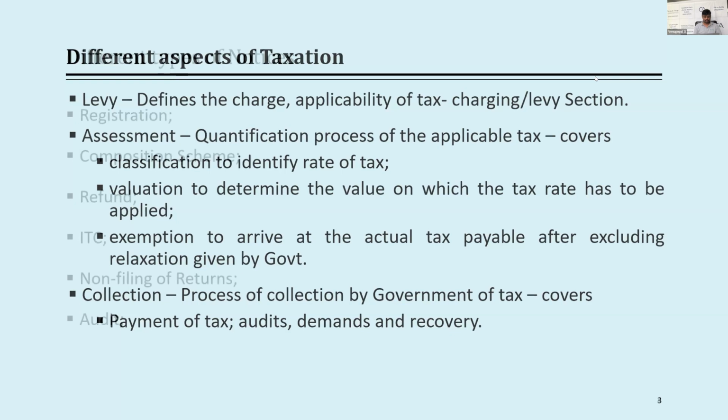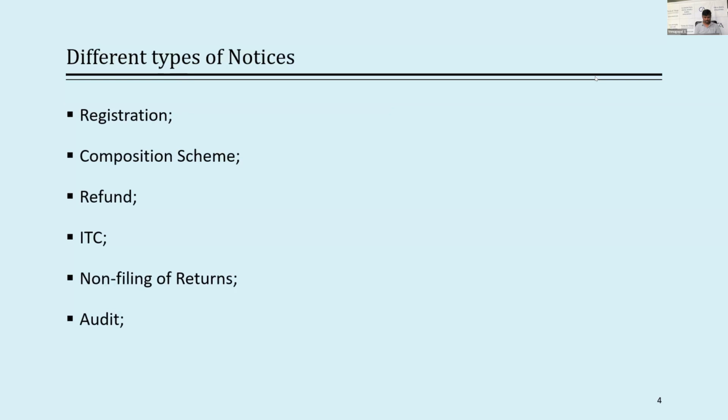Next comes what types of notices we may expect. Under registration, once we apply for a registration, they may give a deficiency memo for uploading certain documents or for clarifying certain points, maybe the address, maybe any other details. Once we clarify those points sought by the department, then they may approve your registration or deny your registration. So this is one, registration related.